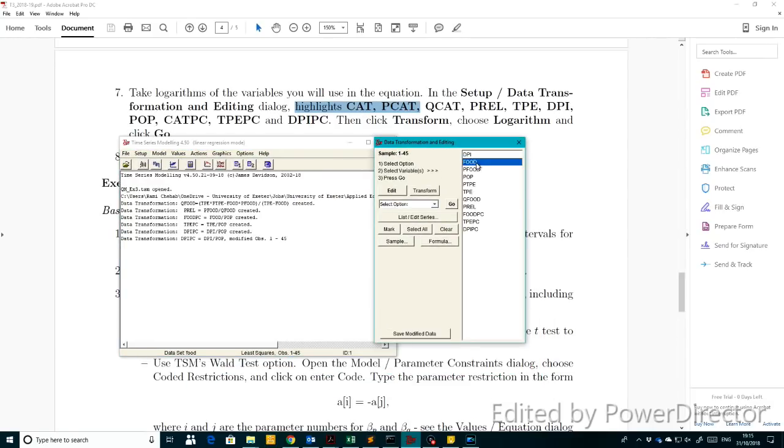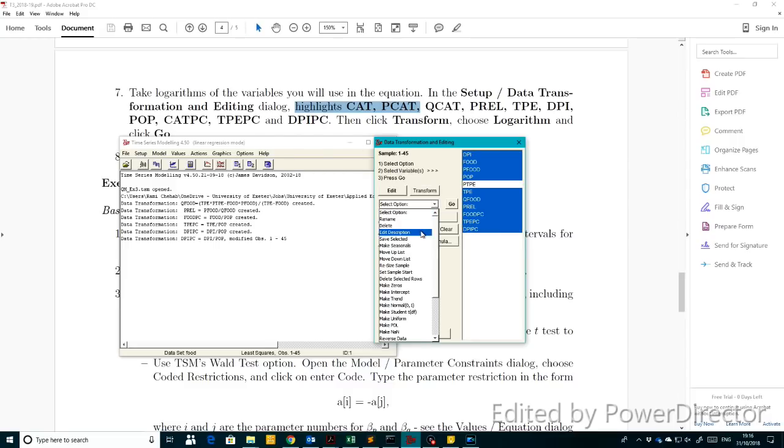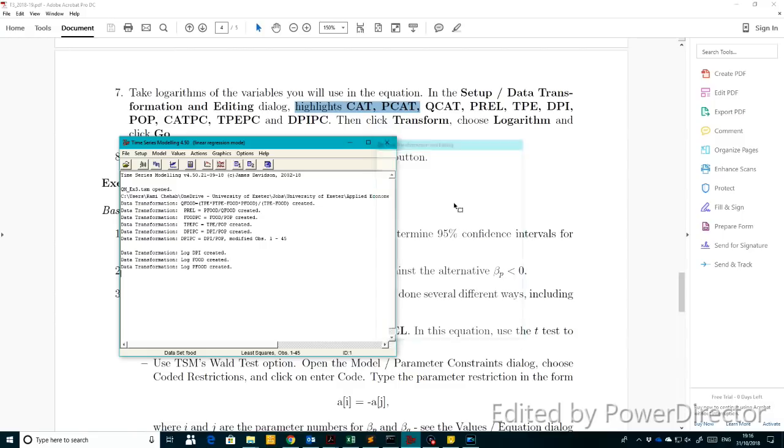So cat, which is food, P food, Q food, pearl, TPE and DPI, and pop, and then we go to food PC, and then TPE PC and this DPI. Then we want to go into transform, and then go for logarithm. So we look at logarithm. This is not logarithm, here it is, and then we press go.